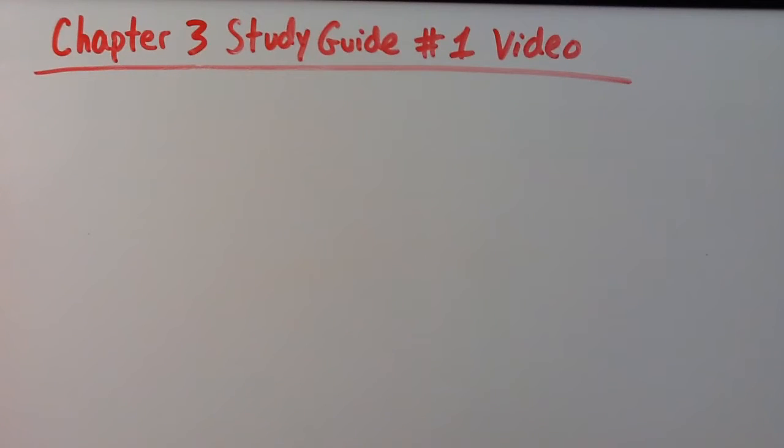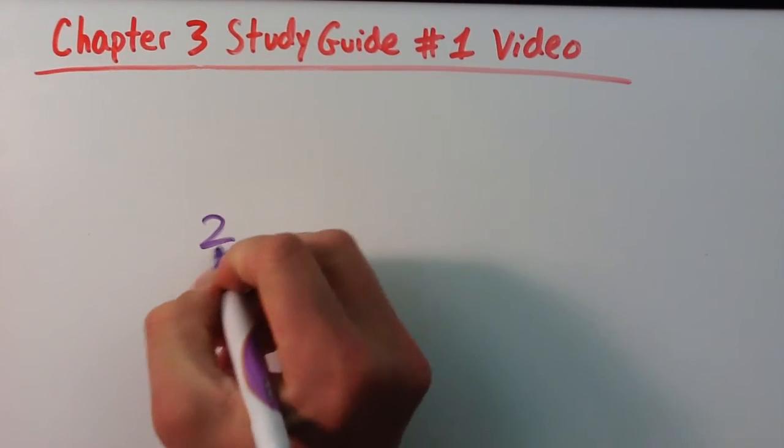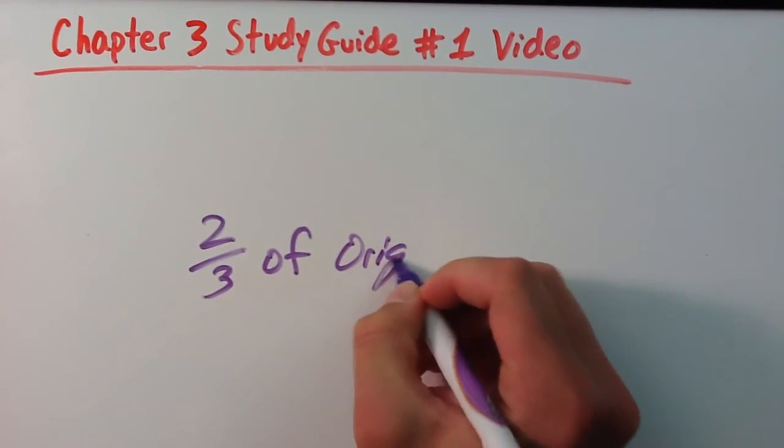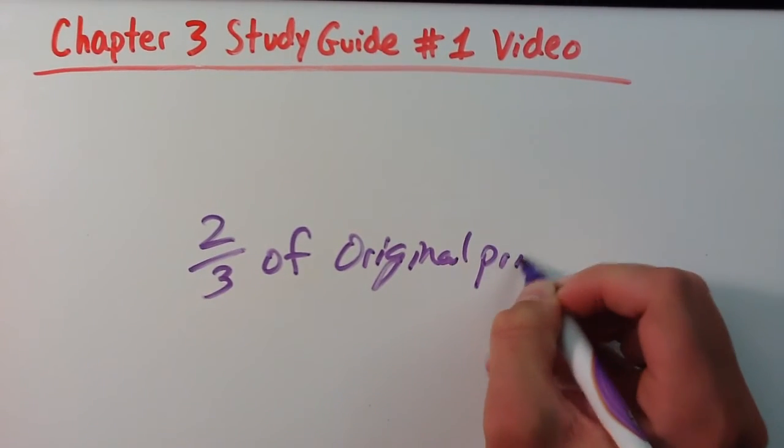Number 8 says Samara purchased a computer on sale. The original price was $900. The sale price was 2/3 of the original price. How much did Samara pay for the computer? Okay, so she bought this for 2/3 of the original price.